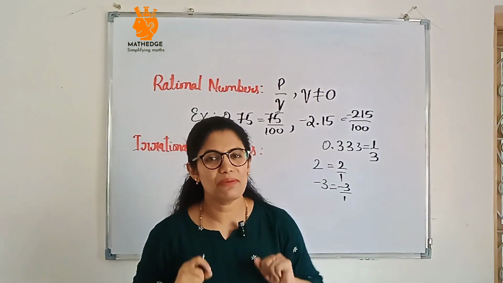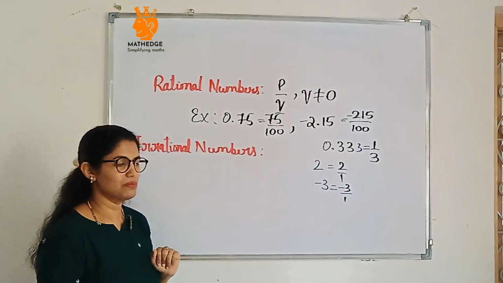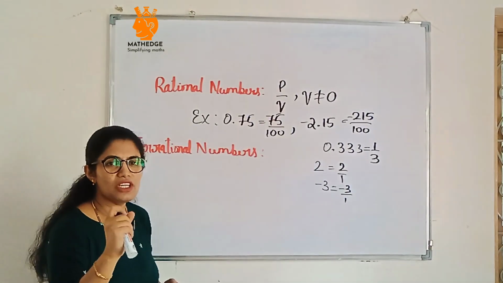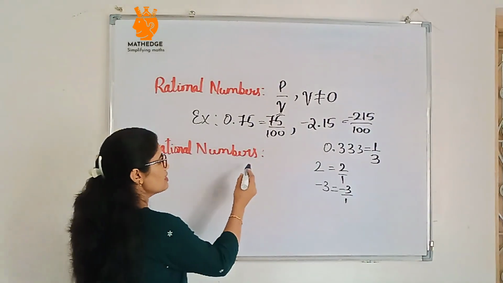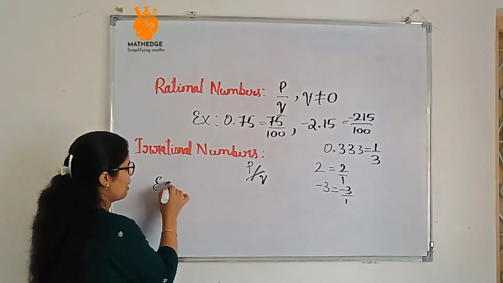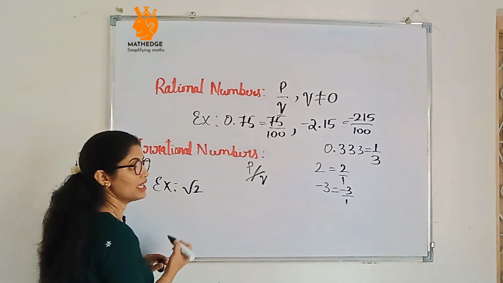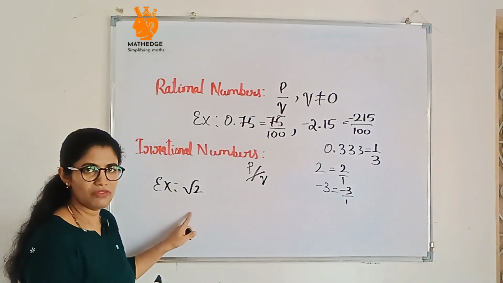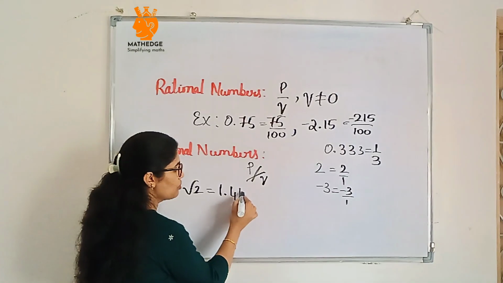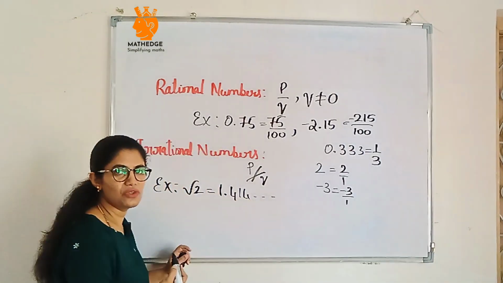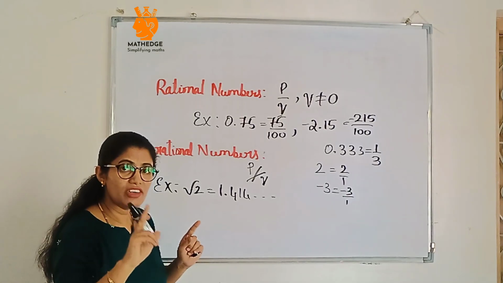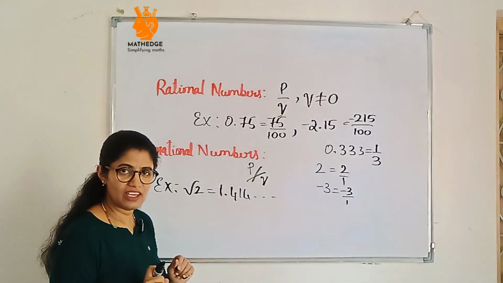Now let's talk about irrational numbers. These are numbers that cannot be expressed in the form of p by q. Let's take an example, root 2. This cannot be written in the form of p by q. Its decimal value is 1.414 and so on. It continues, meaning it does not terminate and it does not repeat. We call it non-terminating and non-repeating.